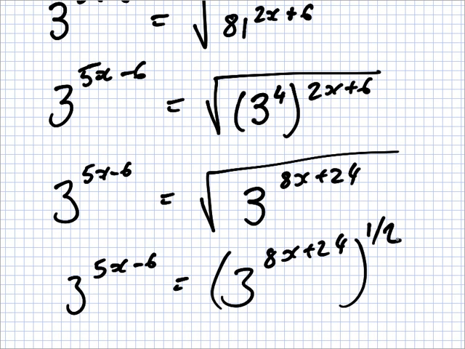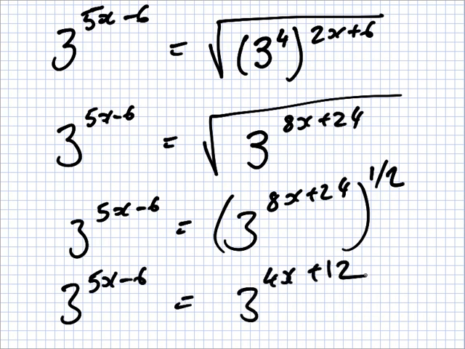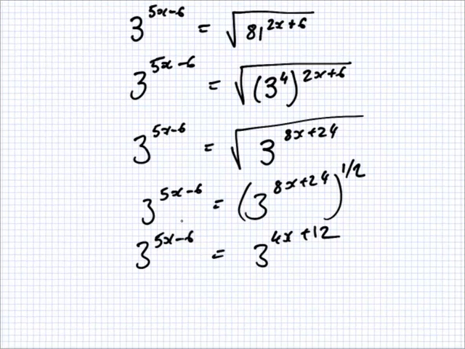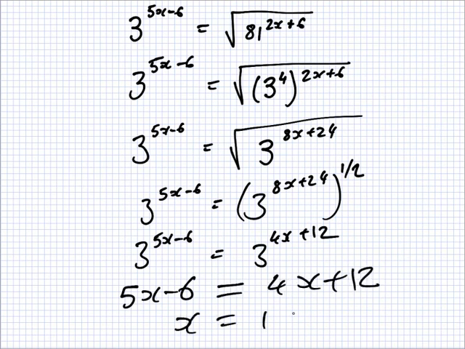And once again, we use the third rule. So this is 3 power 5x minus 6 equals 3 power 4x plus 12, when you multiply in. Yeah. 5x minus 6 must equal 4x plus 12. So that means x must equal 18.